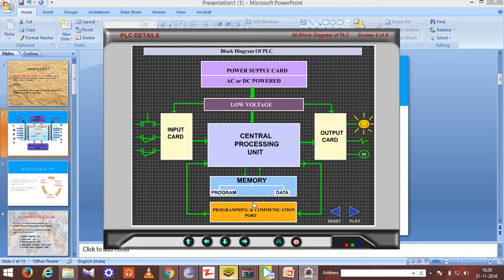Now let us take an example. Suppose we have a switch and a lamp, and we want the lamp to turn on when the button is pressed, and when the button is pressed again we want to turn it off. To do this, we must write a program for this operation in a computer and download it to the CPU through communication port. Then we need to connect this switch to the input card and lamp to the output card.